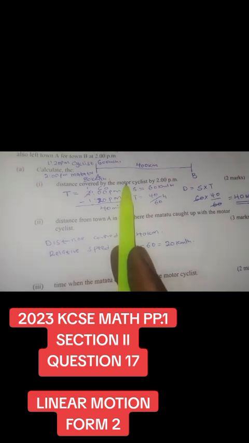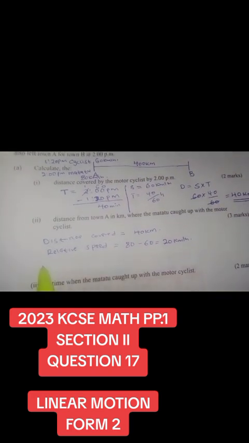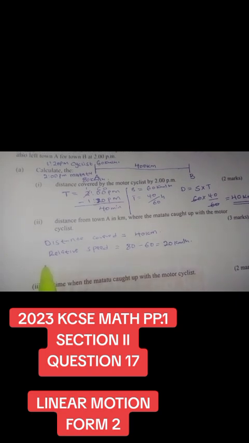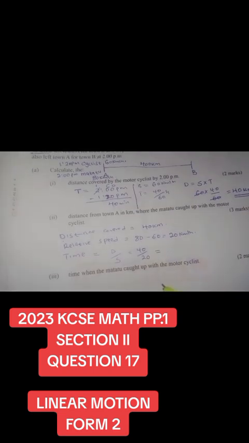Then we proceed, because what they want is the distance from A in kilometers. So let us go back to the distance already covered by the motorcyclist, which was 40 kilometers. Therefore, I have distance and I have speed. So what is left here? It is time. Time is equal to distance over speed. So that is 40 over 20. So the time it is going to take the matatu to catch up with the motorcyclist is 2 hours.